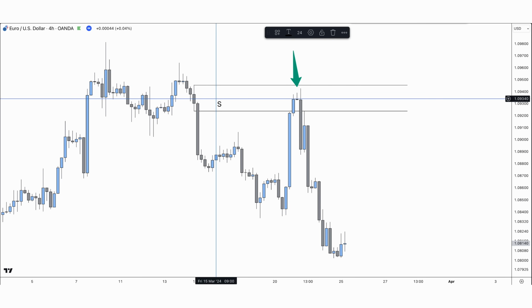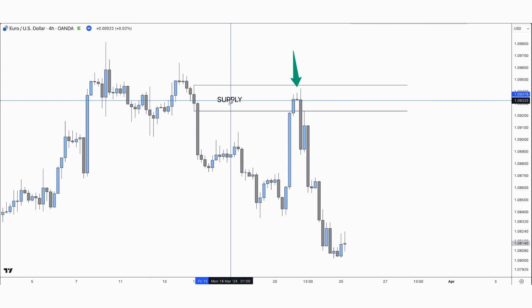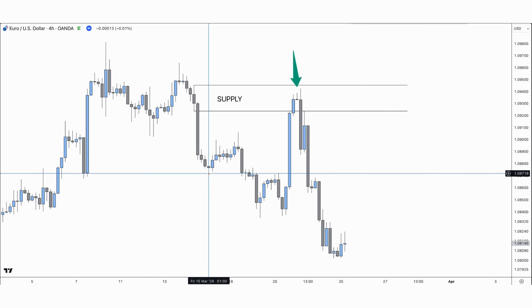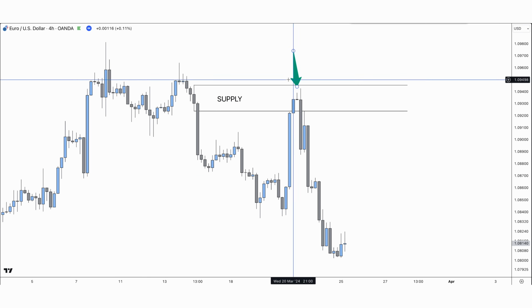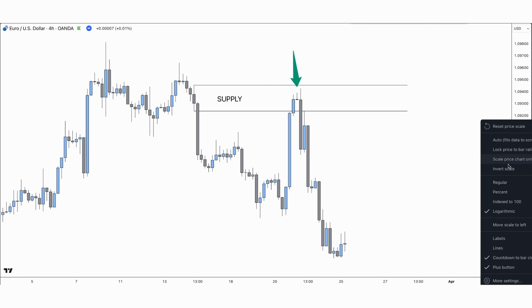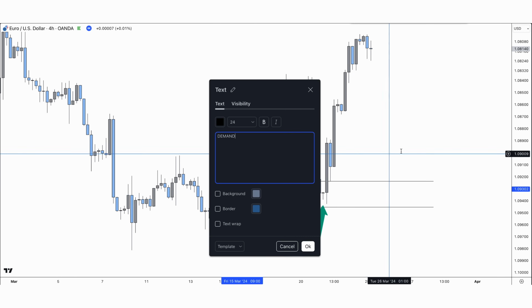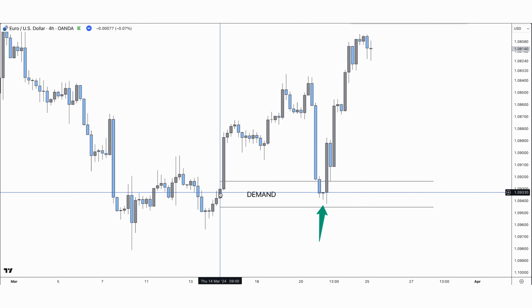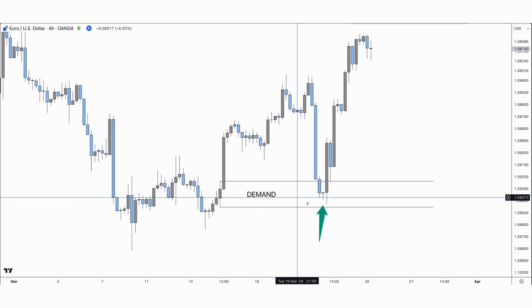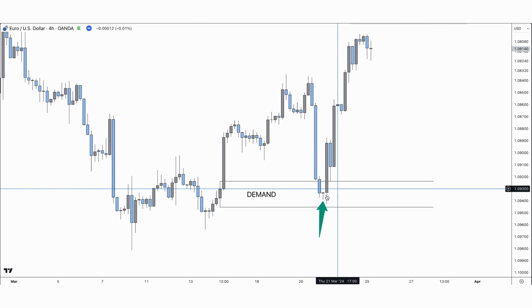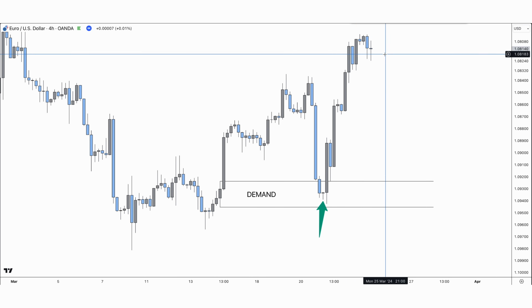Now, supply zones are always selling zones. Supply is always the consolidation before a large downward move, and we always only want to sell from these areas. Demand would be the opposite. So if we were in an uptrend in this example, instead of a downtrend, this consolidation before the upward move would be a demand zone. And then the focus would be on buying once the market came into this level.